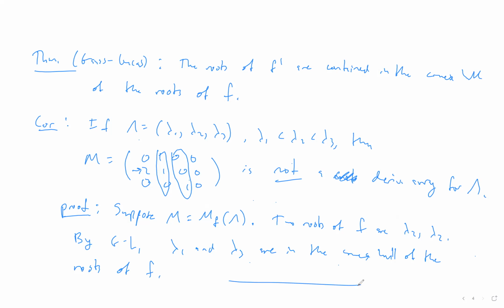So here I'm drawing the real line. Here's lambda 1, lambda 2, and lambda 3. So we know that 2 of the roots are here at lambda 2. And because f is cubic, there's only one more root. But then you can't place this last root both to the right of lambda 3 and to the left of lambda 1. And so there's no way you can force lambda 1 and lambda 3 both to be in the convex hull of the roots of f. So this is impossible.